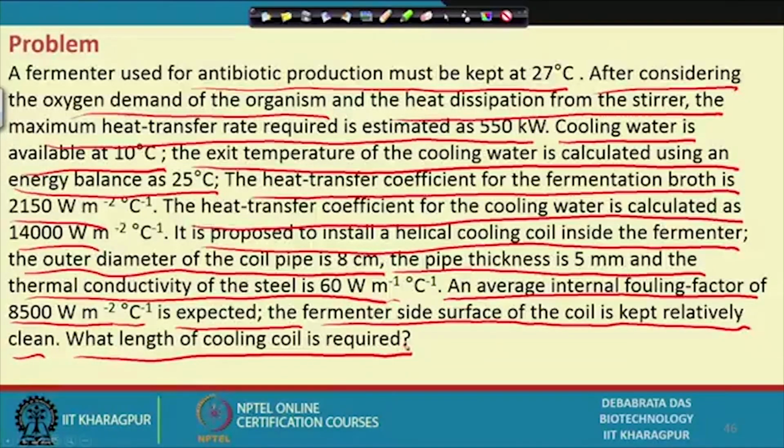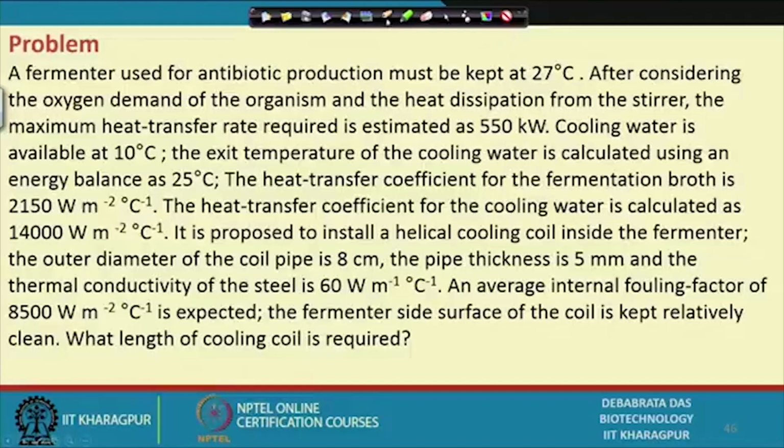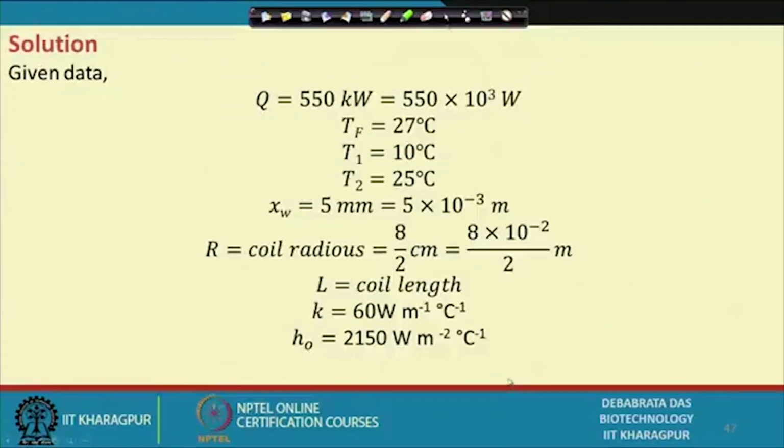So, this is a very interesting problem that we have, and let us see how we can solve it. Now, as I mentioned, we shall always jot down what data is given. The amount of heat transfer capacity is already given, this is 550 kilowatt, and the respective temperatures are also given. Am I right? The final temperature and the thickness of the pipeline are also given, and you have to convert everything into SI units.